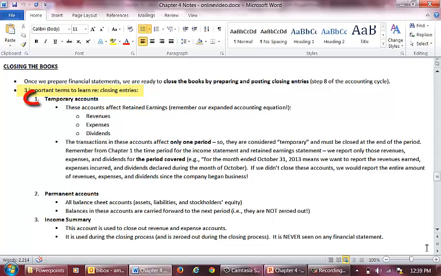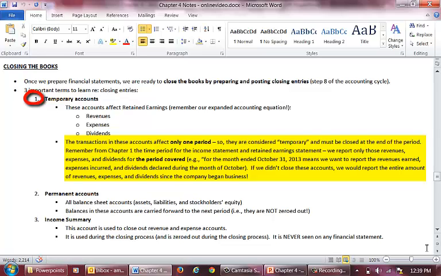First, you must learn what accounts are temporary. Temporary accounts are the accounts that impact retained earnings. You should remember from the expanded accounting equation that these accounts are revenues, expenses, and dividends. The transactions in these accounts affect only one period, so they are considered temporary and must be closed at the end of the period. Remember from Chapter 1 the time period for the income statement and the retained earnings statement.